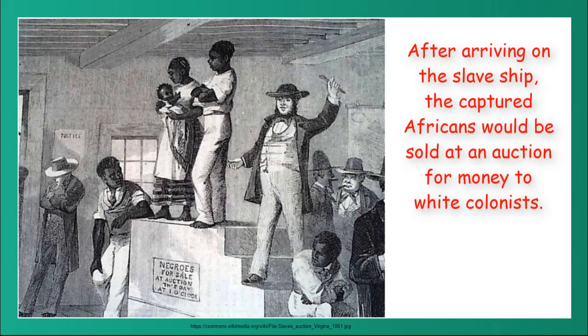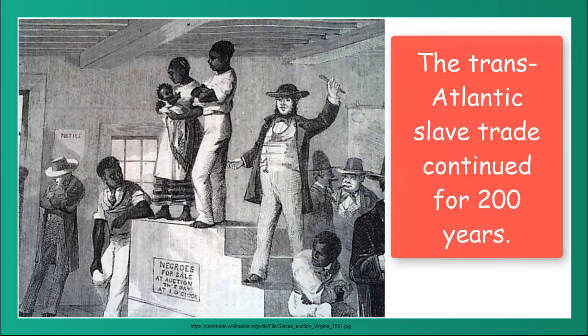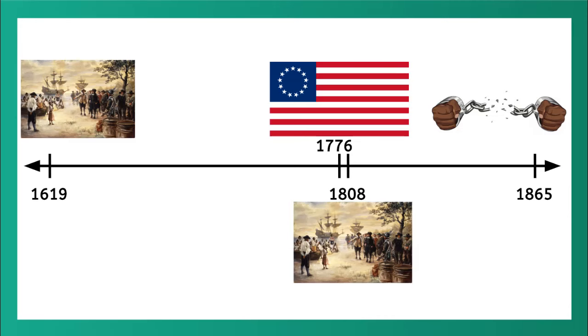Once on land, the slave traders would bring the Africans who had survived the trip across the ocean from Africa to an auction and sell them for money or goods to the white people living in the English colonies in America. The transatlantic slave trade, which brought Africans stolen from Africa to America to be sold as slaves, continued for 200 years. Let's take a quick look at a timeline so we can understand how long the transatlantic slave trade lasted.